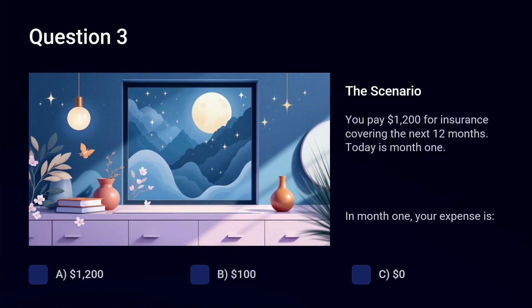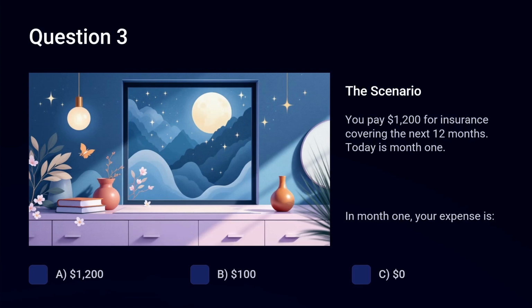The scenario. You pay 1,200 US dollars for insurance covering the next 12 months. Today is month 1. In month 1, your expenses. Answer A, 1,200 US dollars. Or answer B, 100 US dollars. Or answer C, $0. Take your time and think about it.